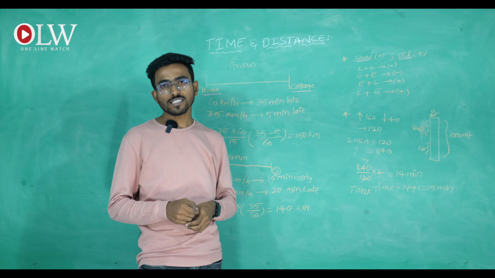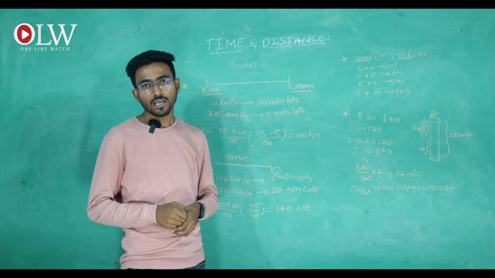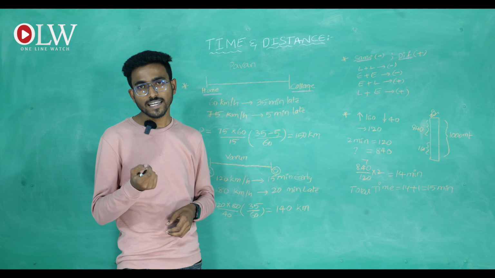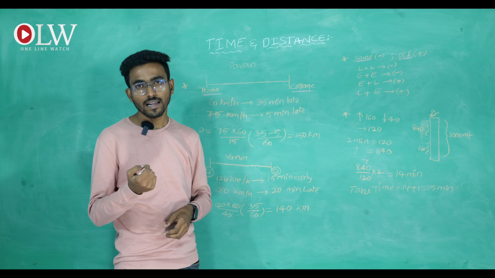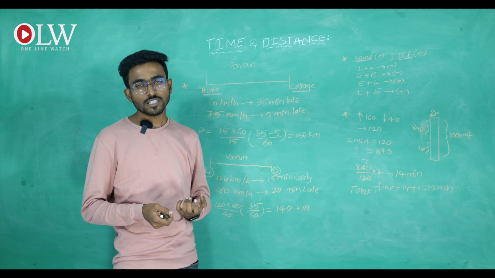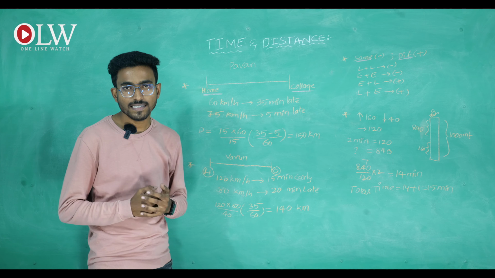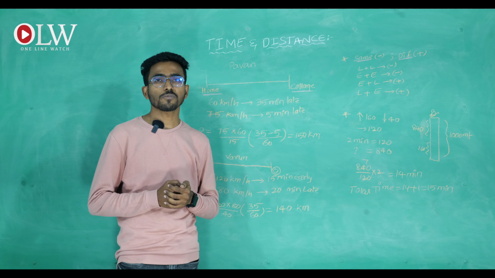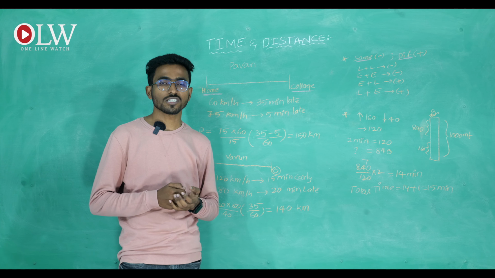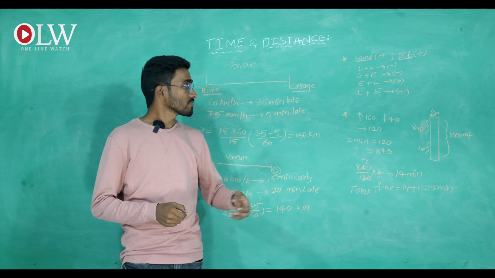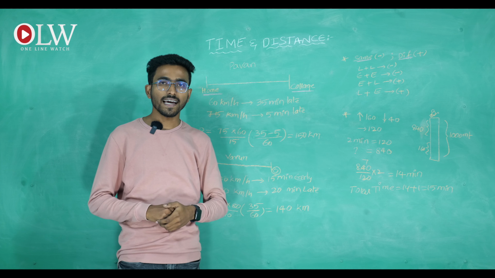If you are moving with a speed of 30 kilometers per hour and reach your destination on time, and if you go at 20 kilometers per hour, you will be late. That means when your speed increases, the time reduces. I already told you in the previous classes, speed is inversely proportional to time. That means if your speed increases, the time decreases. Okay, see, this first one is late and late.